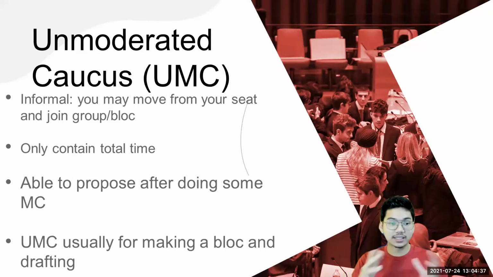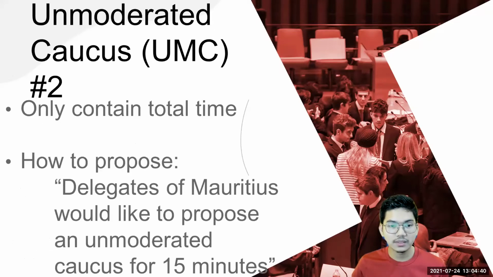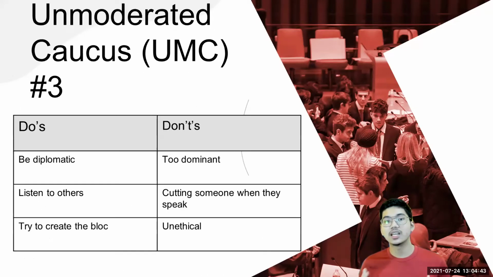And as the saying goes, you're gonna have to still be diplomatic, but don't be too dominant. Don't be too dominant because you're not there to take over everything. You're there as a delegate. You're there as a country, right? Make sure that people respect your country by being diplomatic and listen to others. Create a block, right? And don't cut someone when they speak. This is very rude. Make sure that you are as polite as possible because trust me, when you're being a polite delegate, everyone will like you and eventually the chair will like you. So be a delegate who actually respects one another.